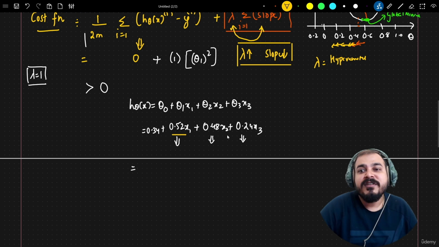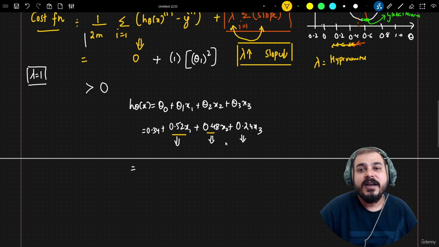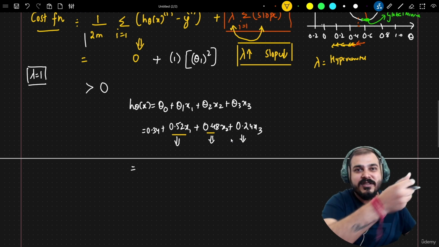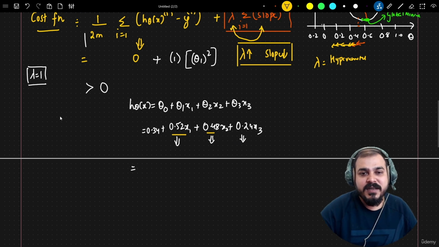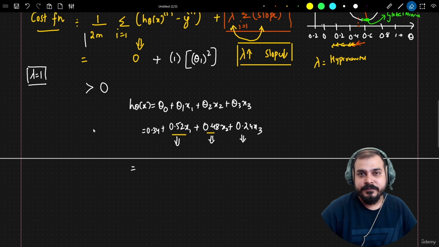Similarly, with the unit movement with x2, what is the unit movement with respect to y? So here you can see that it is 0.48 movement with respect to y. That basically means if x1 is moving by 1, then y will move by 0.52 in this particular case. If x2 is moving by 1, then 0.48 y will basically be moving, right? So this is what it basically indicates.